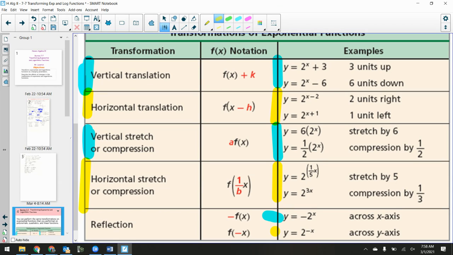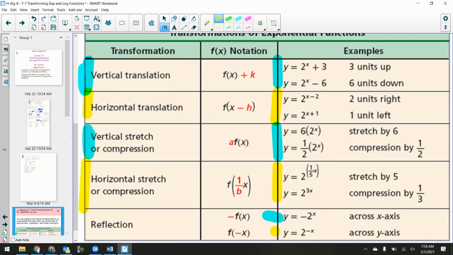Now, here's one thing that I wanted to point out. Within this table, this is all assuming that we've got our parent function, y equals 2 to the x. Let me ask you this question. I want you to think about it. Should anything ever change the base? Or what would the transformations be that would change the base? Is there anything that would change the base? The answer to that question is no. Nothing should ever change the base.